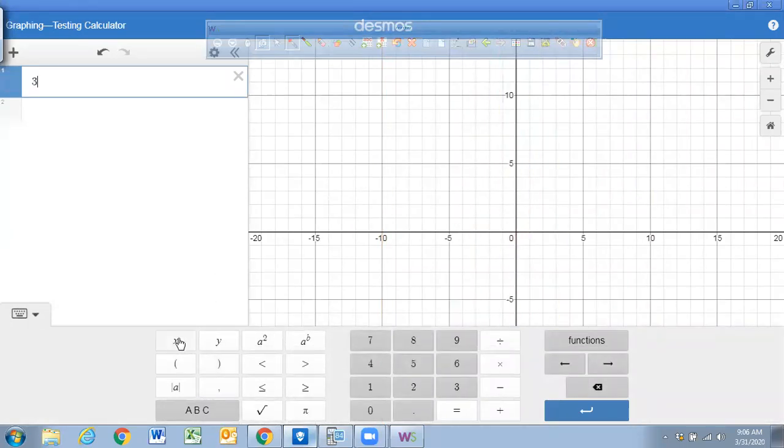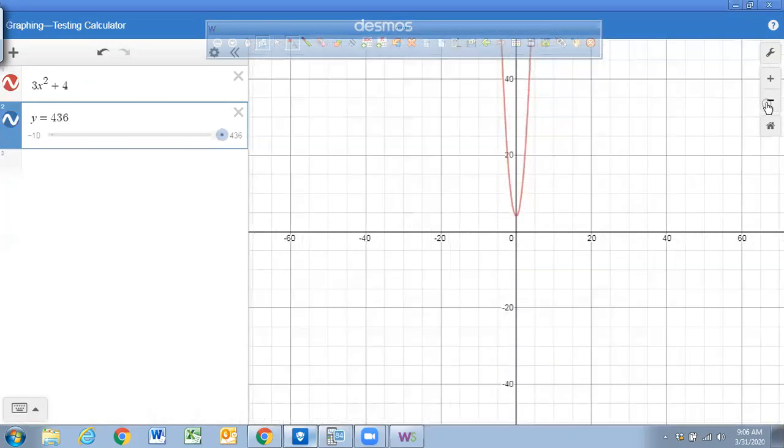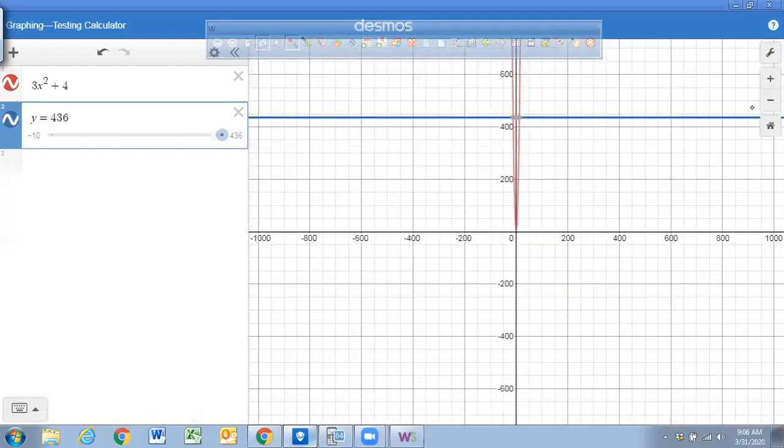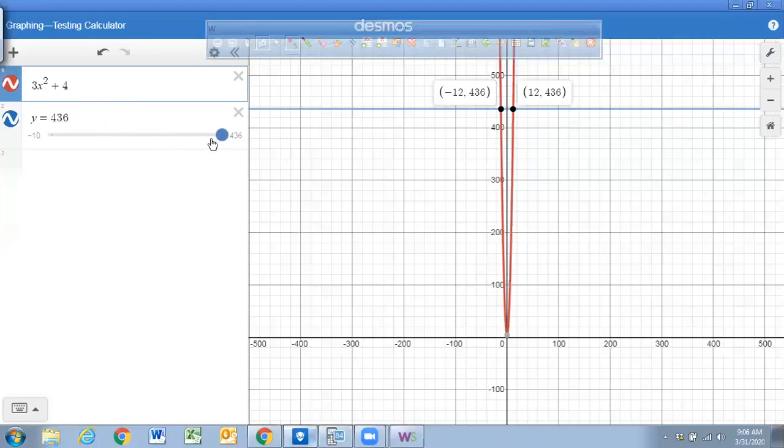So we have 3x squared. I can't just put plus 4 equals 436. It's not going to show me anything. Now it'll show me this, and you could put y equals 436, but then you're going to have to zoom out quite a bit because 436 is way, way, way up here. And you can kind of see where it intersects at negative 12 and positive 12. So if you're using Desmos, you'd have to put this in one line and put y equals in the other line. What was the other way that I said that you could do?